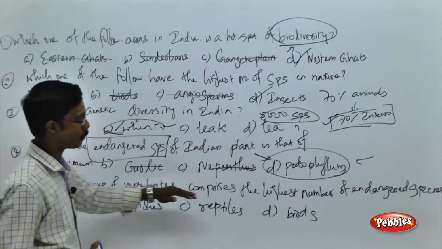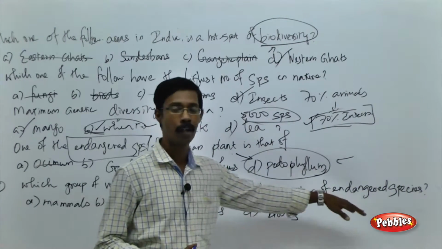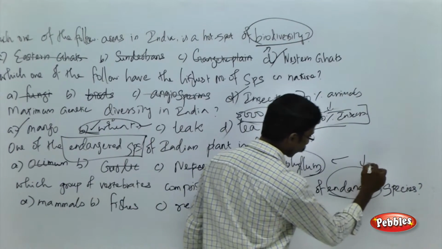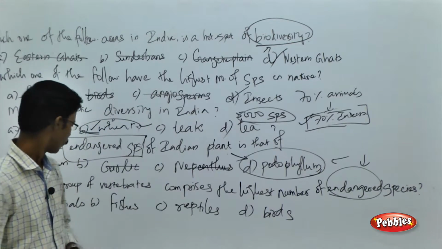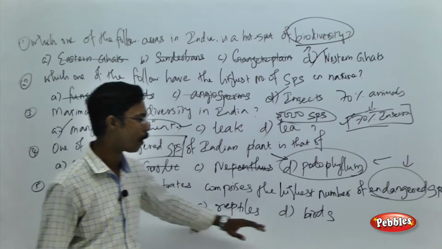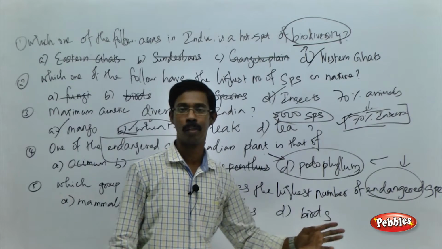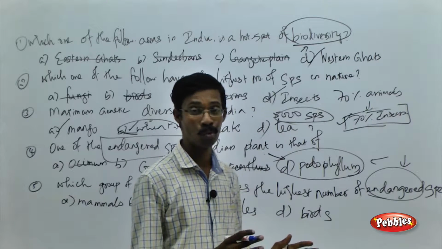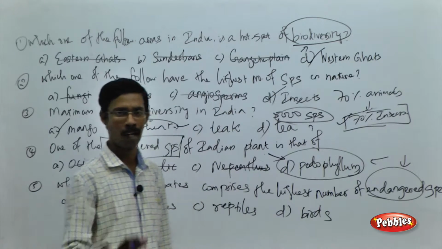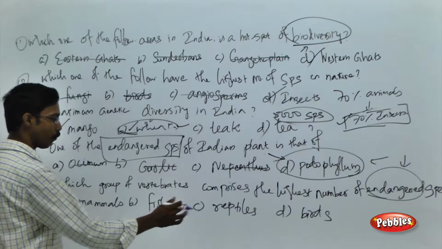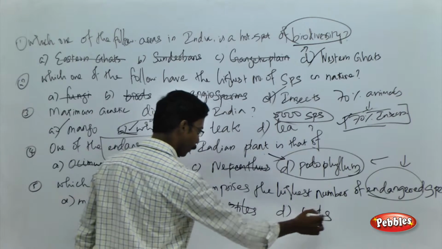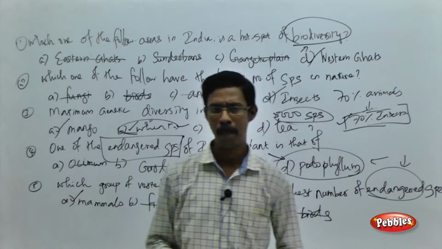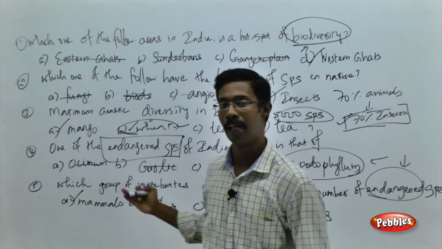Which group of vertebrates comprises the highest number of endangered species? Again, endangered refers to they are about to disappear from the world. See the choices: mammals, fishes, reptiles and birds. As I told you in the introduction chapter, only two categories of vertebrates are in the most endangered condition: amphibians and mammals. There are no amphibians given, so you can easily eliminate the fishes, reptiles and birds. The correct choice available is mammals. This is how you have to understand and answer this type of question.